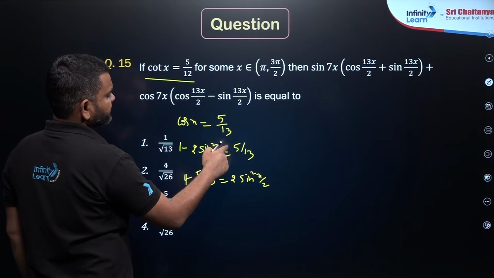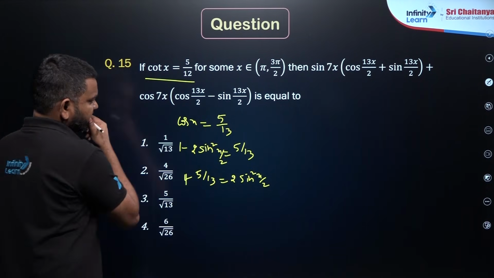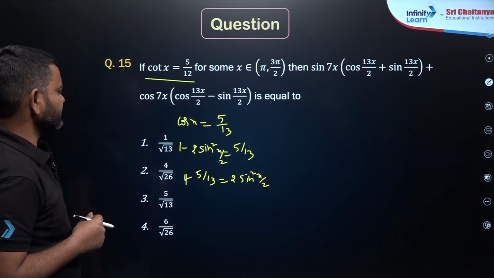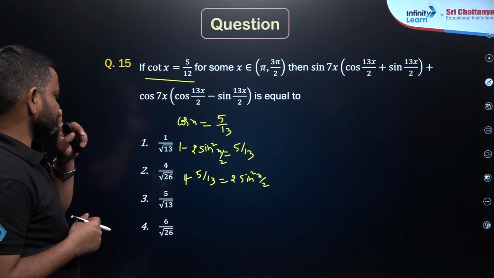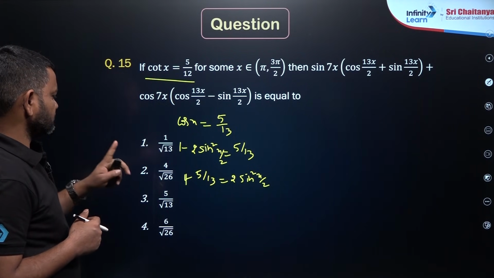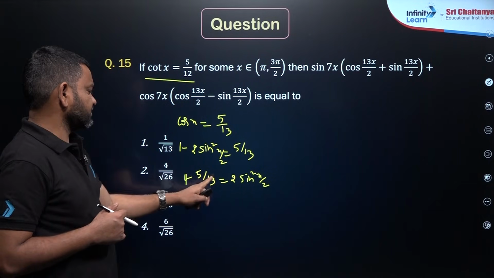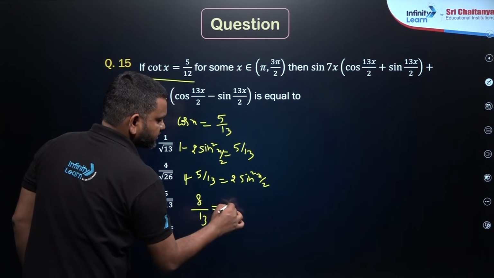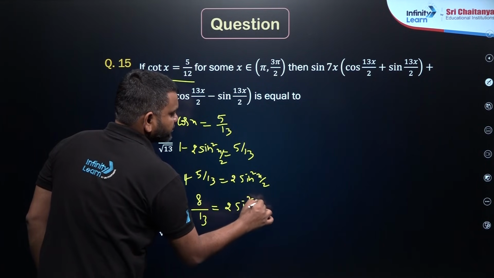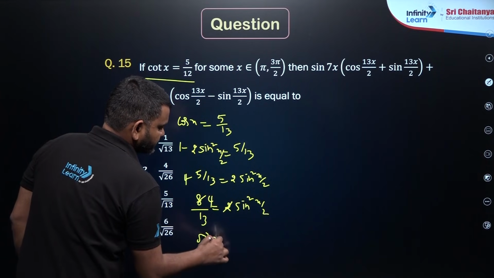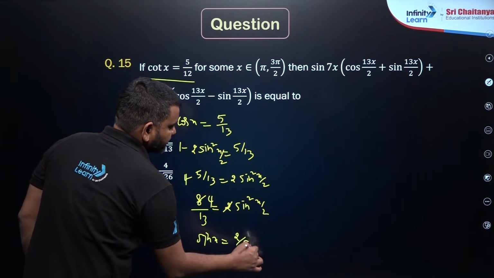Cos x is 5 by 13. 1 minus 2 sin square x is equal to 5 by 13. Bringing this to the left side, we get 13 minus 5, 8. So 8 by 13 is equal to 2 into sin square x by 2. Here 4 it will be. Now sin x by 2 is going to be 2 by under root 13.